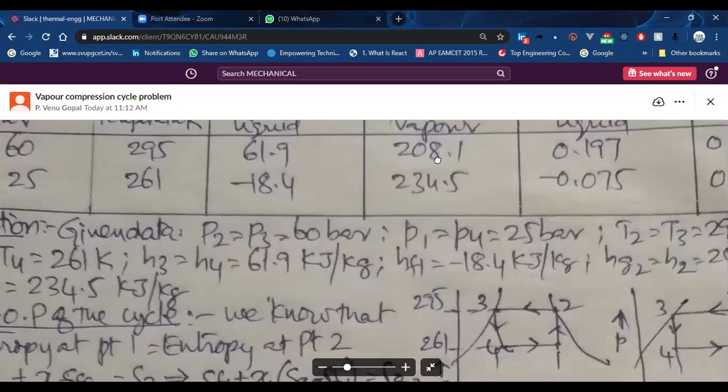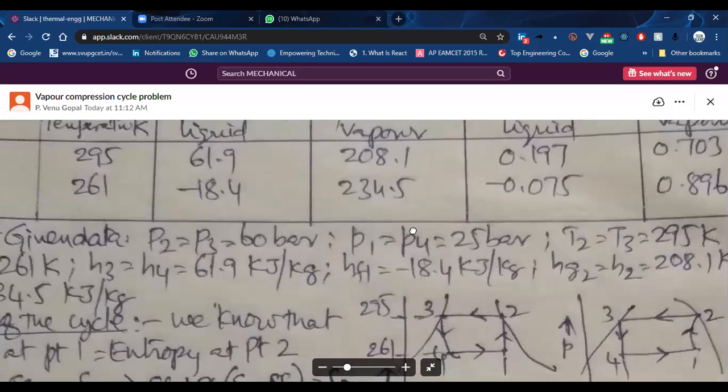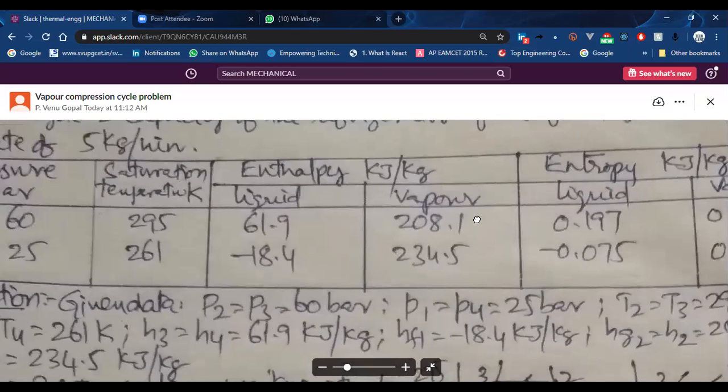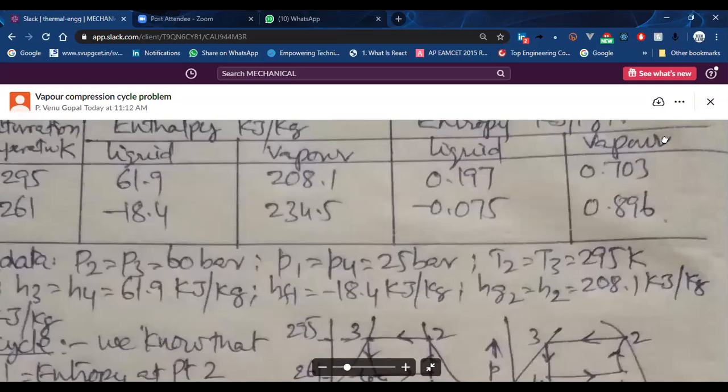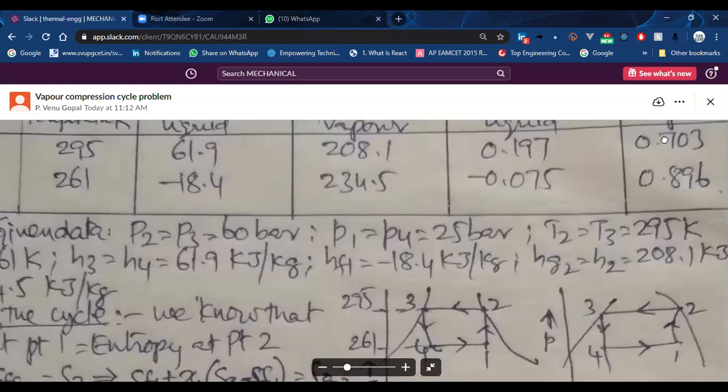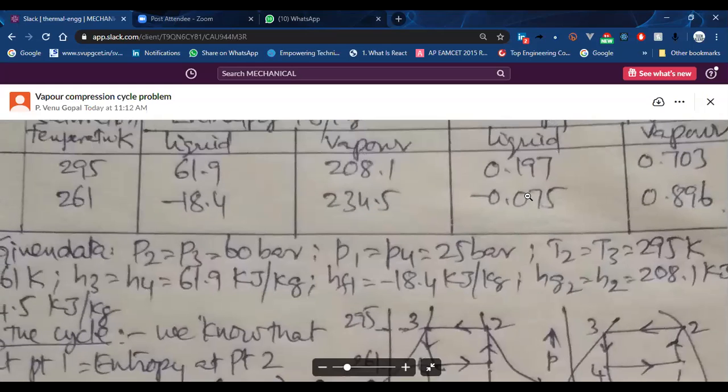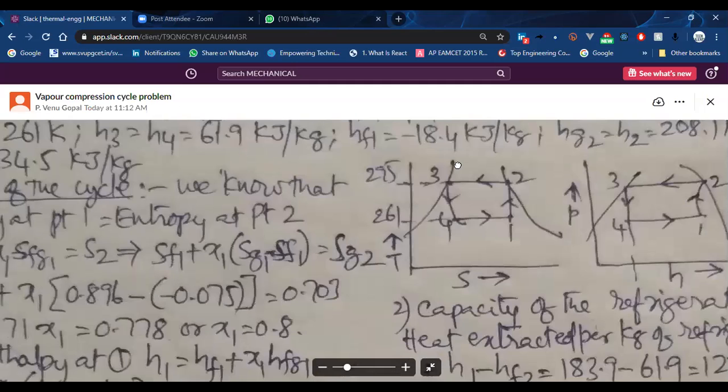So that is how you have to understand it. At the same time, he has also given the entropies at 60 bar. What is the entropy of the liquid? That means SF. Whenever you say liquid, it is SF. Whenever you say vapor, that is SG. So it will be SG or S2, you can say.